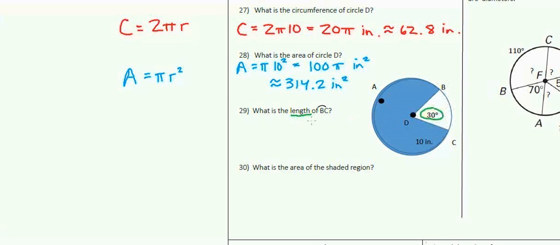But this question is not asking for the measure of arc BC. It's asking for the length. And just like the circumference on question number 20, the length of an arc is in units. In this case, it's in inches. So all we have to do is figure out what part of the circumference is this arc BC.